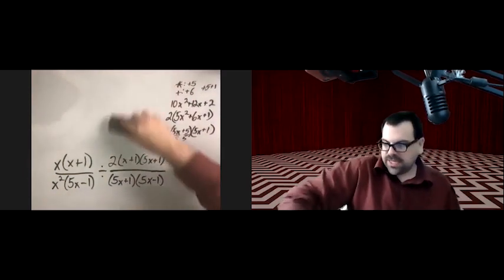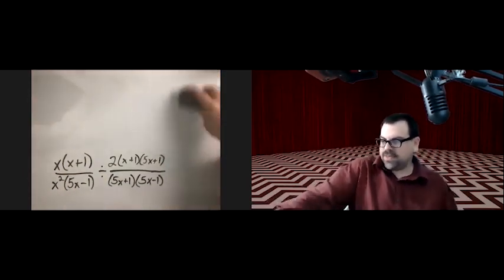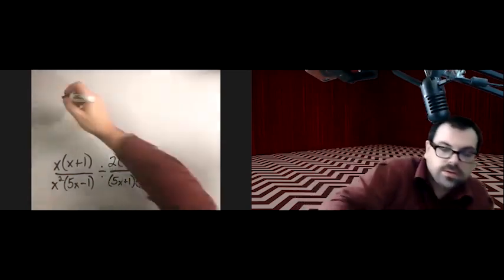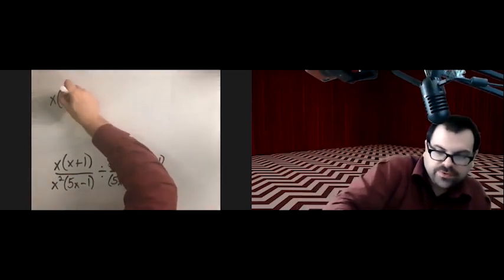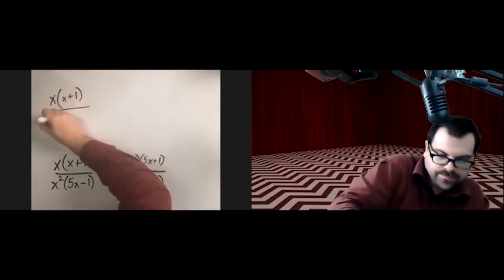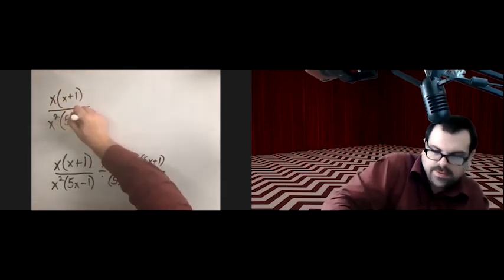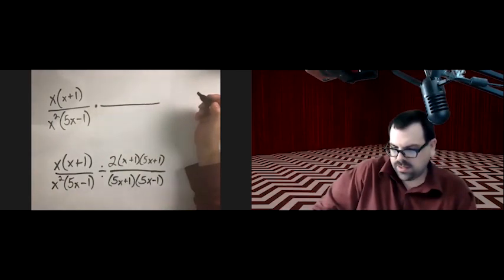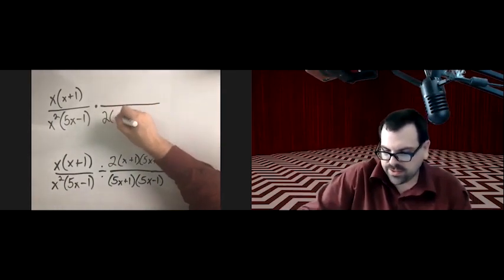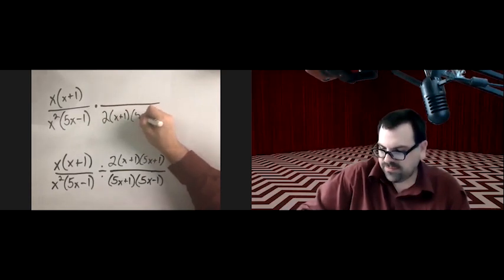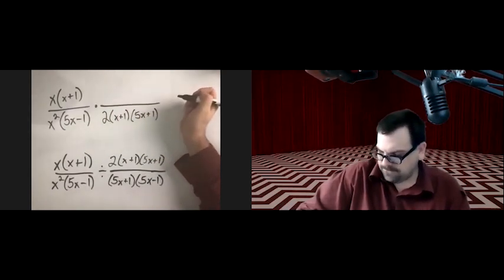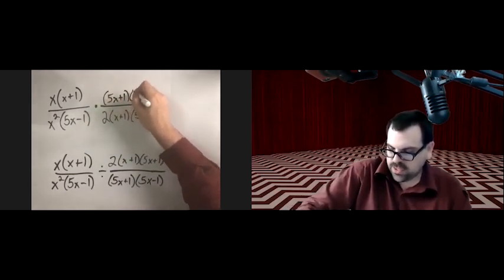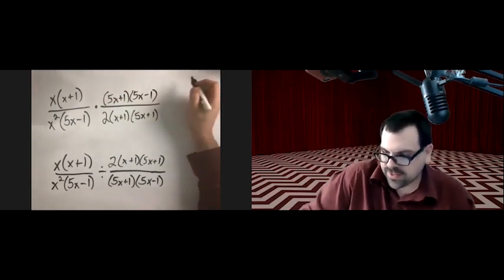I'm going to write it as a multiplication problem now. For you, that'll be the next step on the page. For me, I have to erase because I need room. Keep the first one. Change division to multiplication. Flip the second one. So the 2 times the x plus 1 times the 5x plus 1 is on the bottom. The 5x plus 1 times 5x minus 1 is on the top.